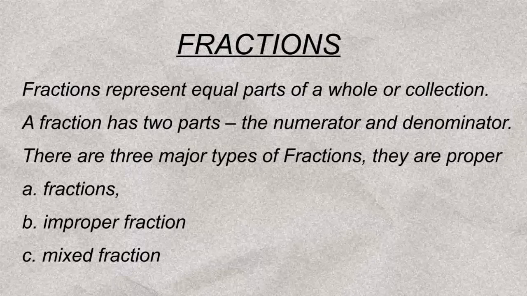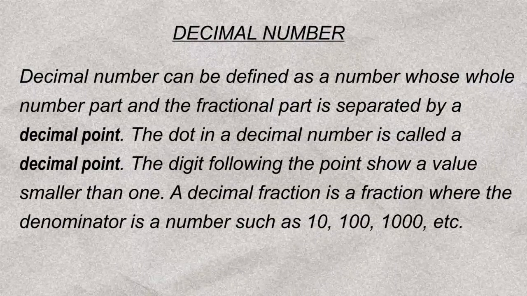Now let's look at decimal numbers. Decimal numbers can be defined as numbers whose whole number and fractional part are separated by a decimal point. The dot in a decimal number is called a decimal point. The digit following the point shows a value smaller than 1. Now a decimal fraction is a fraction where the denominator is a number such as 10, 100, 1000 and so on.